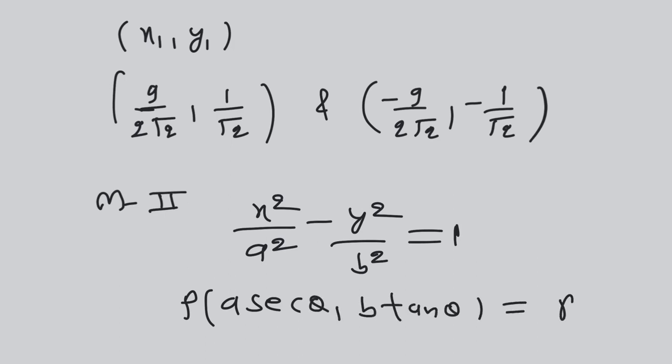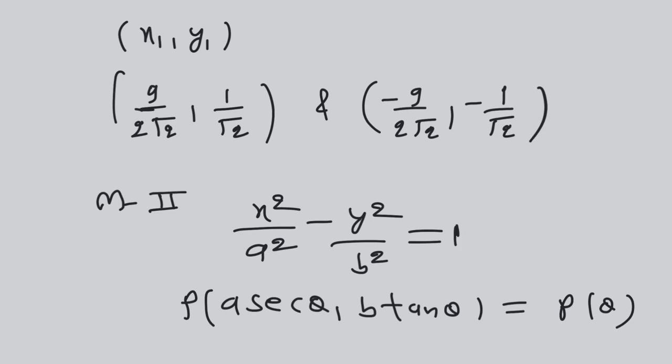So we can also say this point is P(theta). The equation of the tangent in the parametric form can be found as x by a sec theta minus y by b tan theta equals 1. The equation of the tangent in the parametric form is x by a sec theta minus y by b tan theta equals 1.